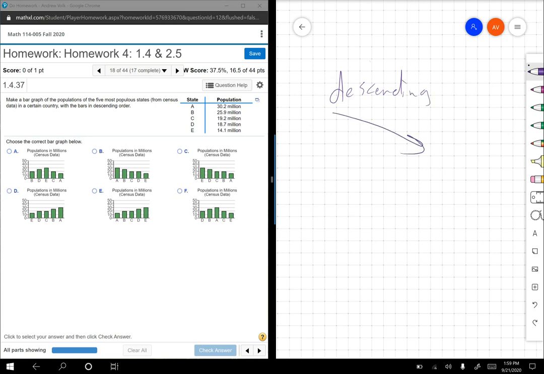So I'm going to rule out a lot of these because they're not in descending order. The only ones that are in descending order are B and C. B or C. So when I look at B or C, those are the only ones where they're going descending. And what order should they go in? Well, the states A, B, C, D, E should be in that order. A should be the highest population. And so I'm going to pick B because it's the only one that really matches my graph.